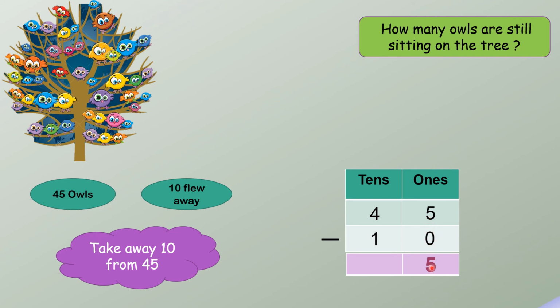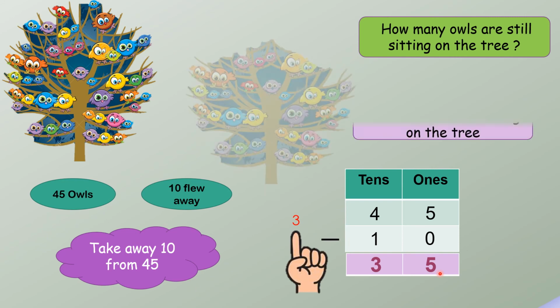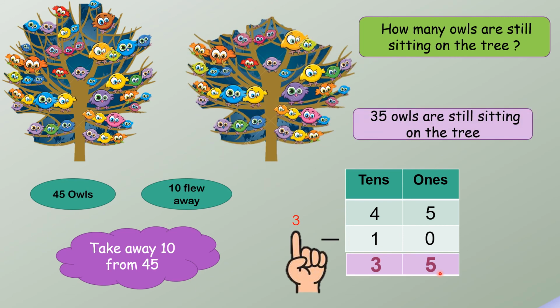So 5 comes in the ones column, and 4 minus 1. The below number 1 in our hand, and backward counting from 4. Before 4 it's 3. So 3 comes below tens. So the answer is 35. That means 35 owls are still sitting on the tree. That is the answer.